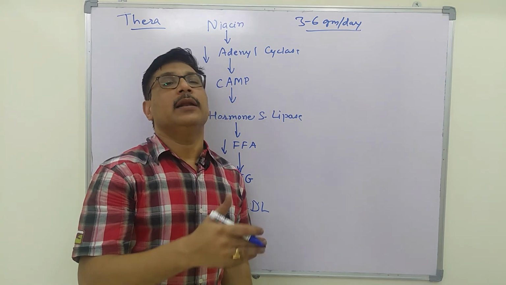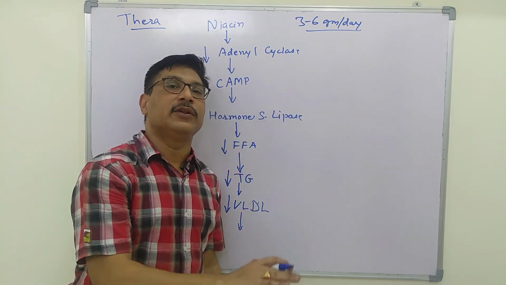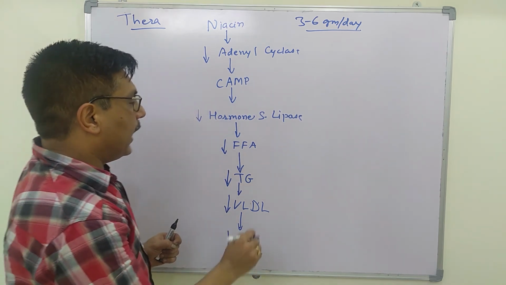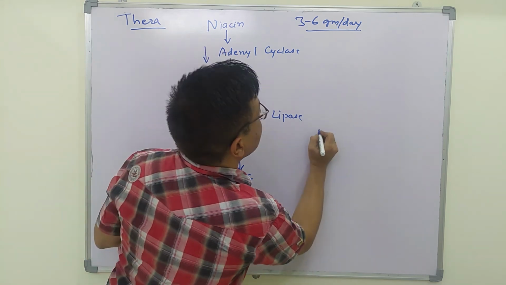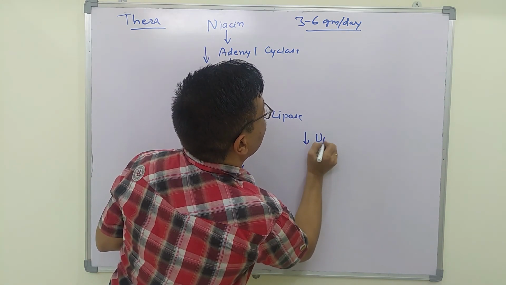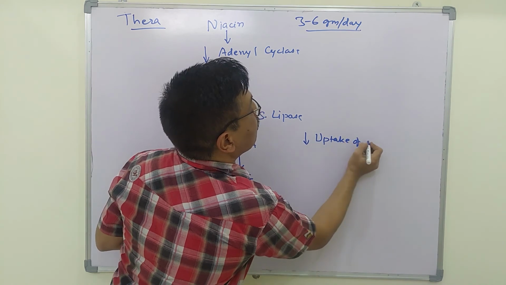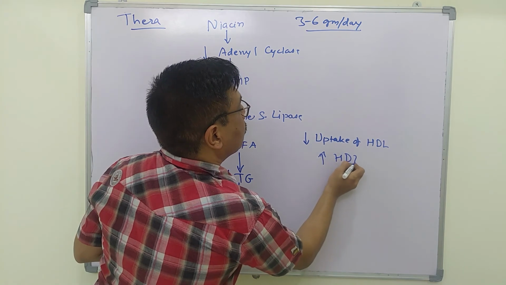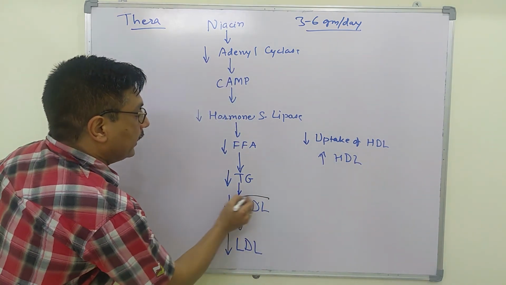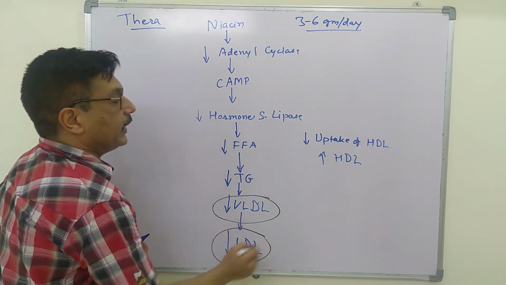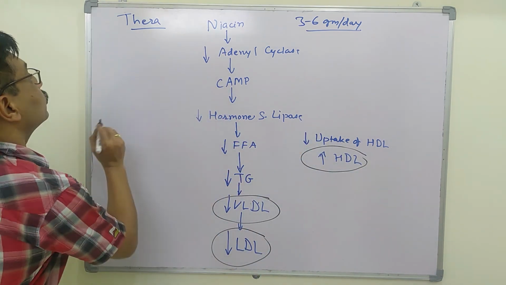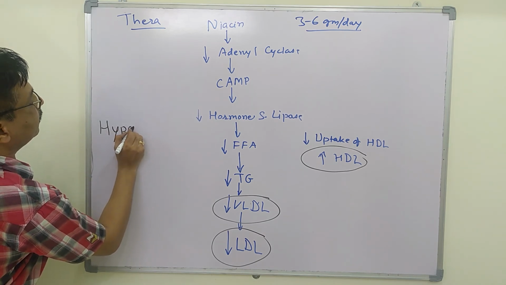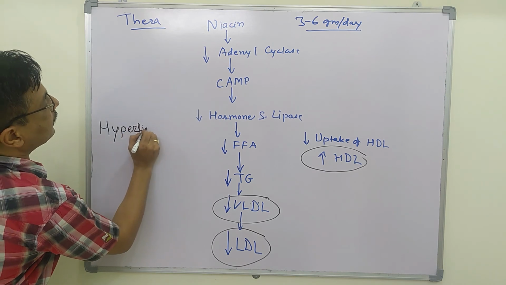During metabolism of VLDL, LDL is synthesized. As VLDL itself is low, LDL levels are also low. And this niacin also decreases uptake of HDL, thereby increasing level of HDL. So the effects are decreased VLDL, decreased LDL and increased HDL. So niacin in very high doses is given in treatment of certain hyperlipidemias.